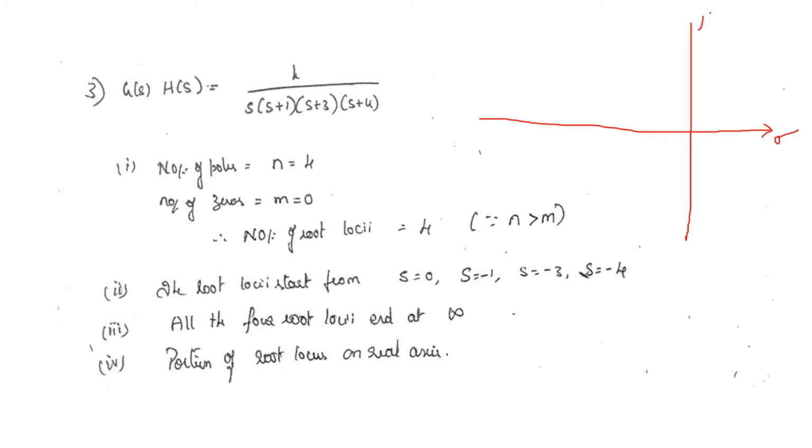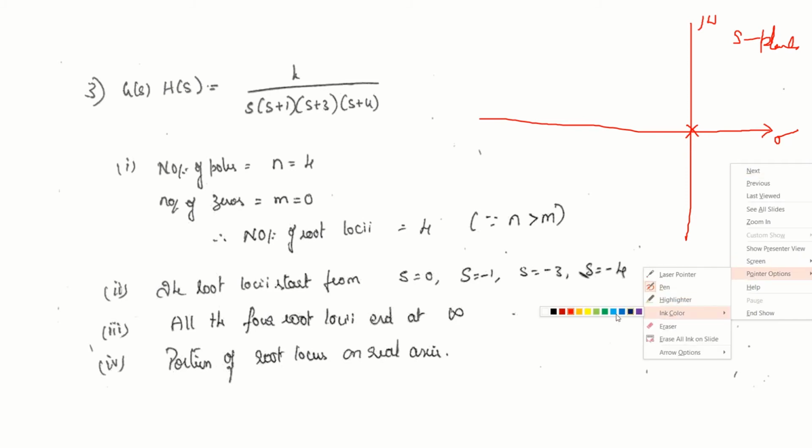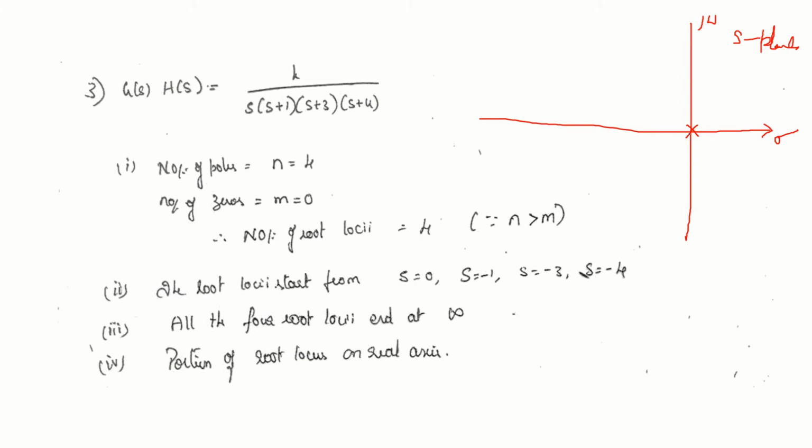Okay, the sigma j omega plane. Then mark all the values. Now let me look at the poles. There is one pole at, let me change the color, S equal to 0, S equal to minus 1, S equal to minus 3, S equal to minus 4.